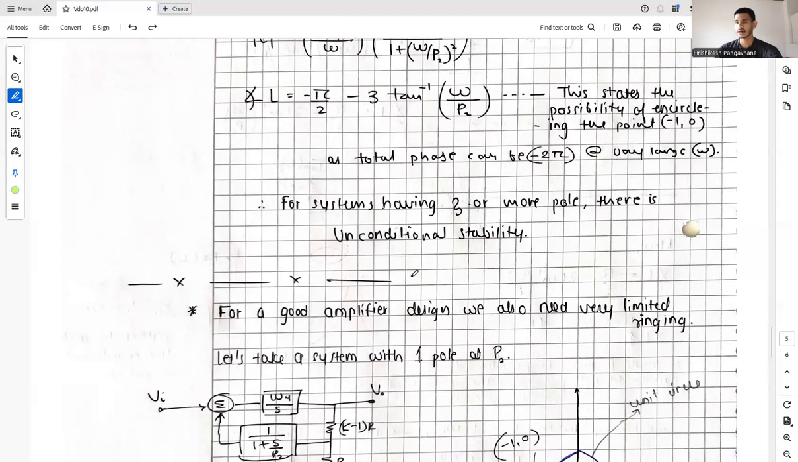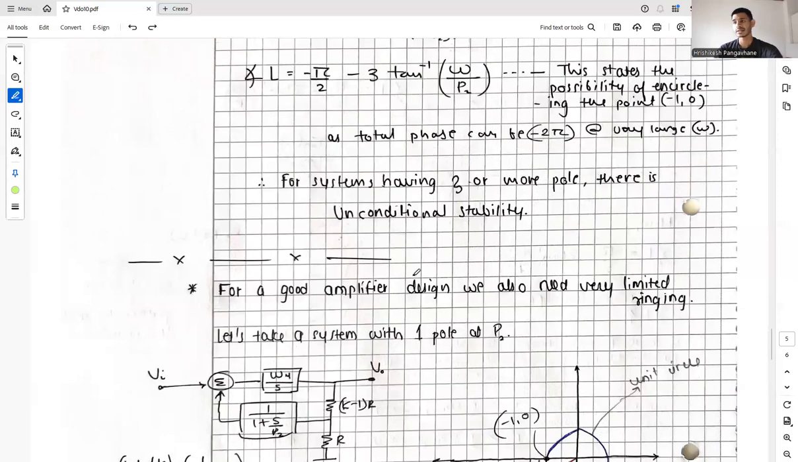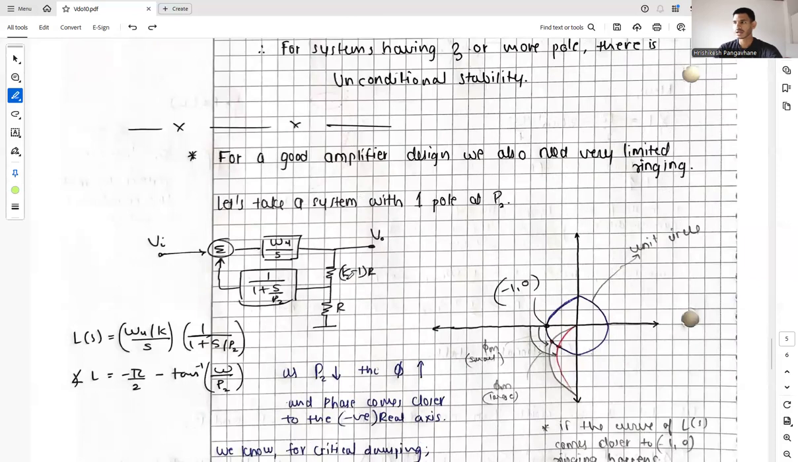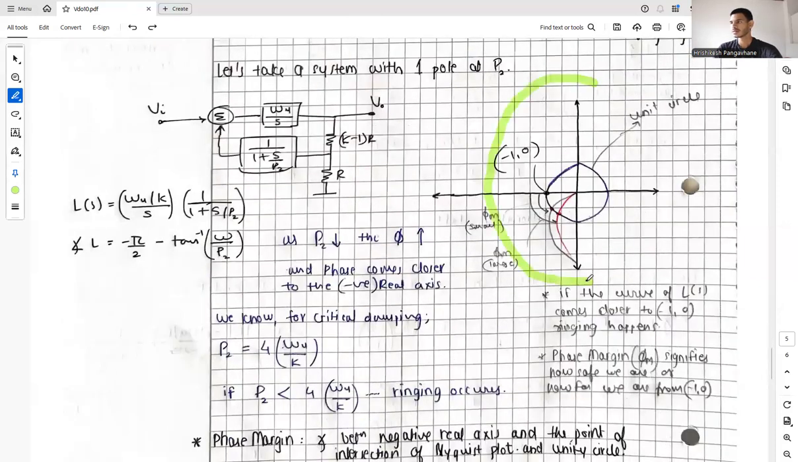But now again, for a good amplifier design, we also need very limited ringing. So let's take a system with one pole at P2. So this is how it looks, and this is its Nyquist plot. So now we know the transfer function looks like this, and the phase is this. So as P2 decreases, the phase increases, and we know how it does.